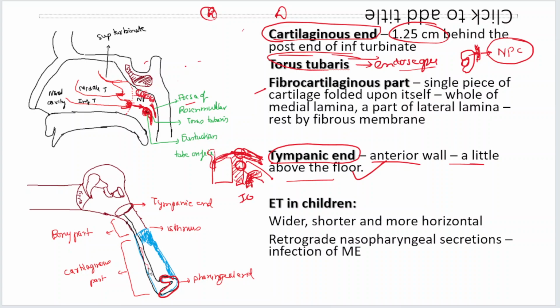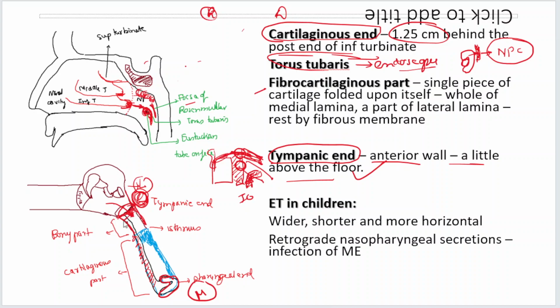Here there is this gap. That gap is filled by a fibrous membrane. This is the bony part which is coming from the middle ear. This is the tympanic end of the eustachian tube. So this is the middle ear, and we are entering from the middle ear into the eustachian tube. This is the lateral part of the eustachian tube, and this is the medial part of the eustachian tube.